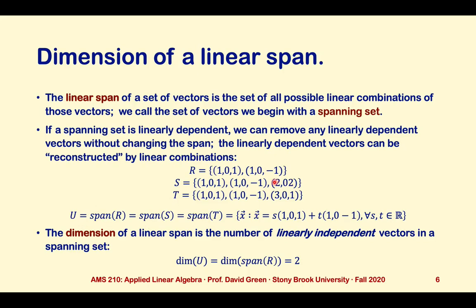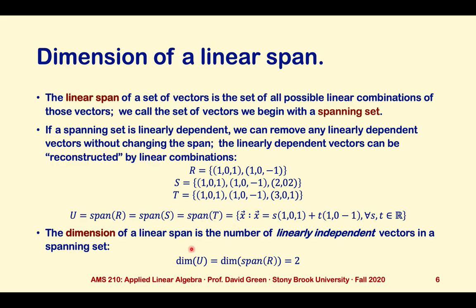Right? We can remove this vector (2, 0, 2), we can remove this vector (3, 0, 1), and we get the same linear span. Because the span can be defined as the linear combination of just these 2 linearly independent vectors. So we see that we can remove these 2 vectors and get the same span. The span is defined as the set of all linear combinations of these 2.